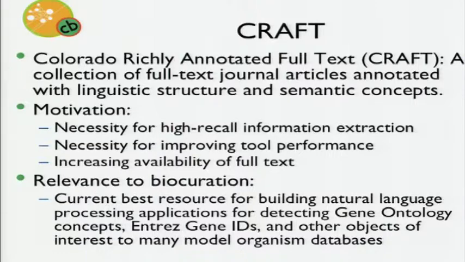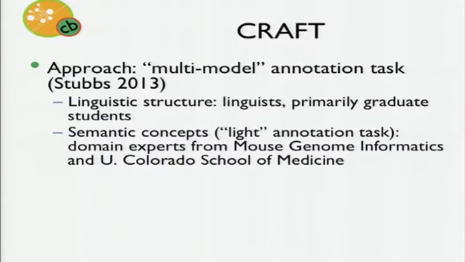How it's relevant to biocuration is that this is currently the best resource for building natural language processing tools for detecting the kinds of things that most of you who are doing model organism database curation care about. So gene ontology concepts, Entrez gene IDs, phenotypes, and other things that you might be interested in. So our approach to doing this is what was called a multimodel annotation task. And what that means is that we use different kinds of people and different task definitions for different kinds of data that we wanted to annotate.